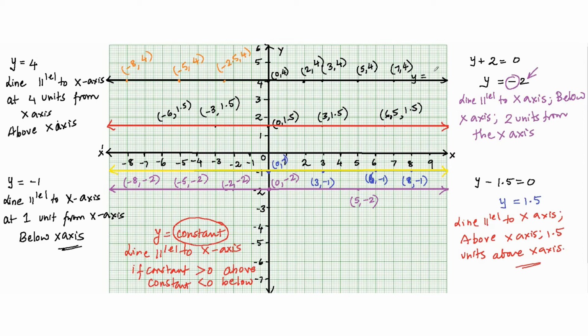So this is y equals 4. This is y equals 1.5. This line is y equals minus 1 and this is y equals minus 2. So let me again pause for a minute and then we will take up some more questions.